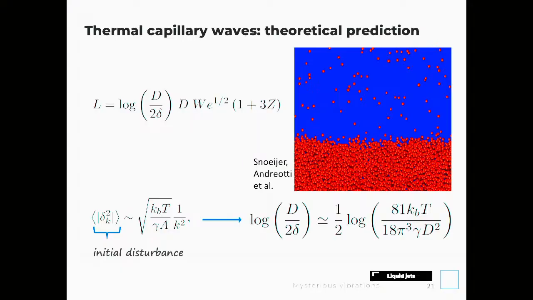If you plug that into the Rayleigh prediction, saying that this is the amplitude of the initial perturbation, you get an explicit expression as a function of kT, the surface tension, and the diameter of the initial perturbation.